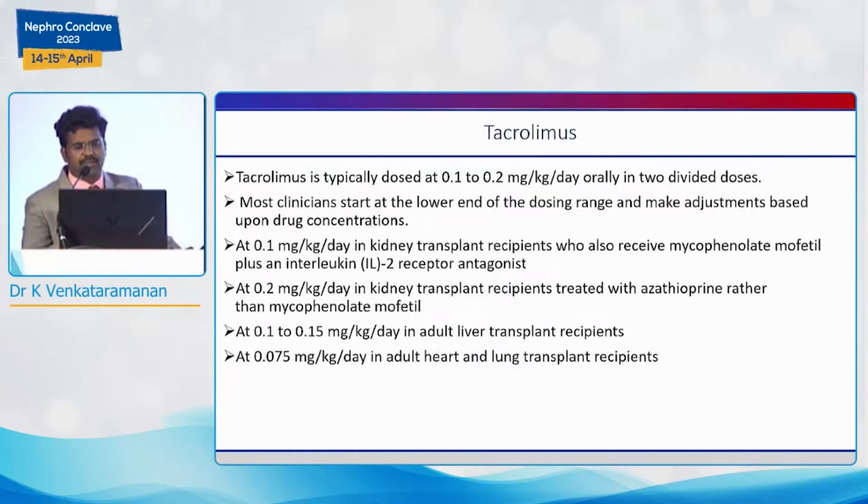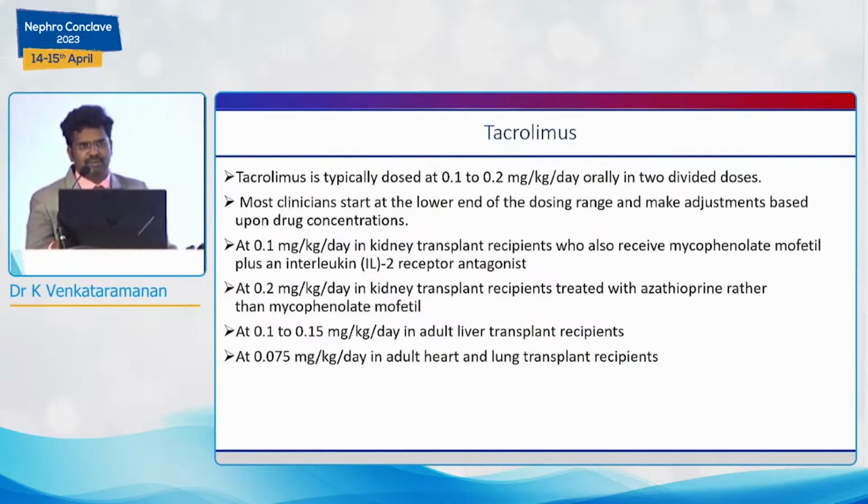The typical tacrolimus dose that most centers follow is 0.1 to 0.2 milligram per kg per day orally in 2 divided doses, starting at the lower end. In kidney transplantation, it depends on whether the patient is on induction or not. With induction, normally we give 0.1 milligram per kg body weight. But if treated with azathioprine, we start with 0.2 milligram. In liver transplant, it's 0.1 to 0.15. For heart and lung, it is a little lower, 0.075.